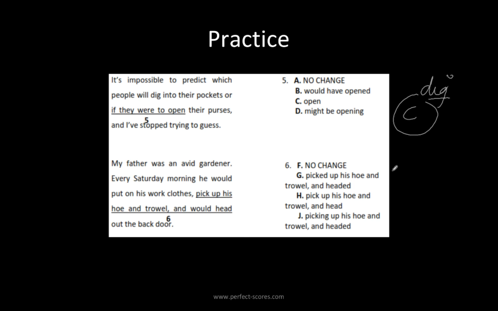Then number 6: my father was an avid gardener. Every Saturday morning he would put on his work clothes, pick up his hoe and trowel, and head out the back door. You don't need the would. So if you look at all options, it's going to be option number H, which puts everything in a parallel form: put, pick, head. So H is going to be the answer.